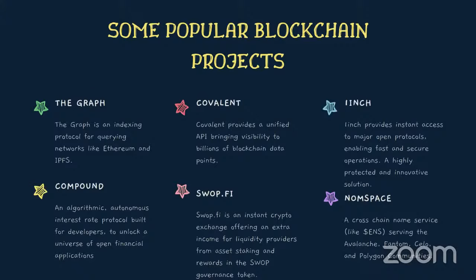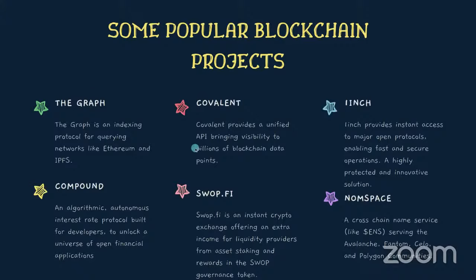1inch provides instant access to major open protocols, enabling fast and secure operations. It's a highly protected and innovative solution too. So 1inch is like a DEX aggregator. It's more than that actually, but let me just leave it like that. It's a DEX aggregator, so it finds the best route for you to swap your tokens on a DEX.